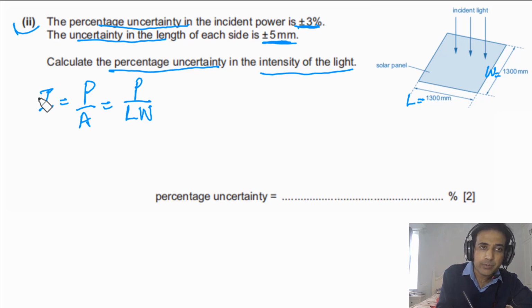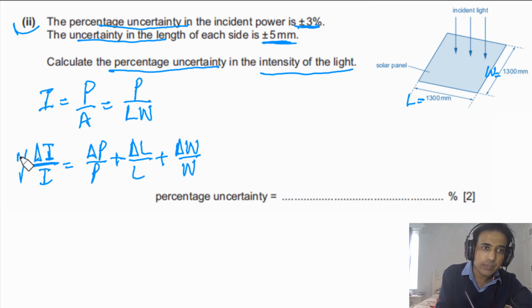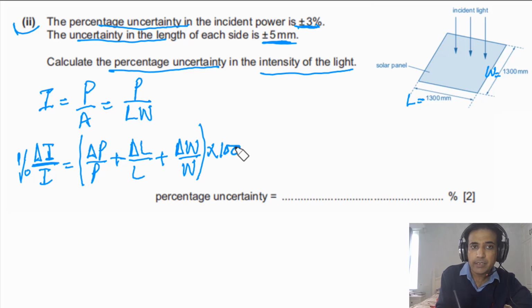Now we need to find the percentage uncertainty in intensity, as these quantities are multiplied and divided. So the fractional uncertainty in intensity is equal to the fractional uncertainty in P plus delta L divided by L plus delta W by W. We need to calculate percentage uncertainty, so we multiply by 100.